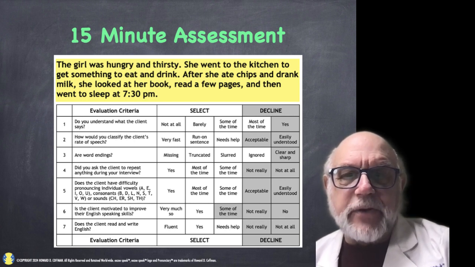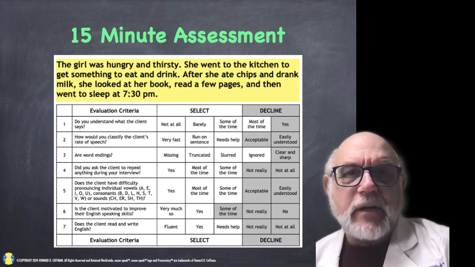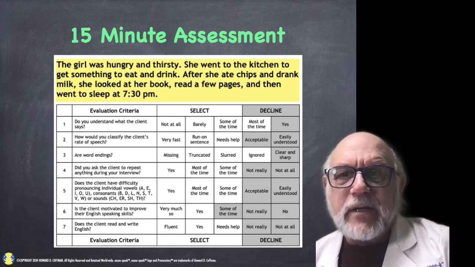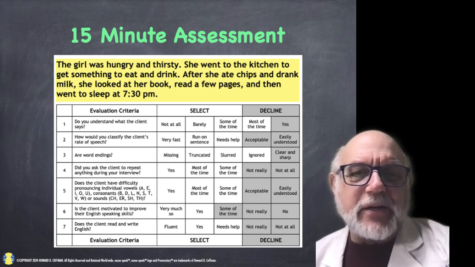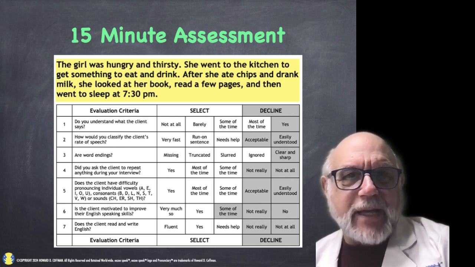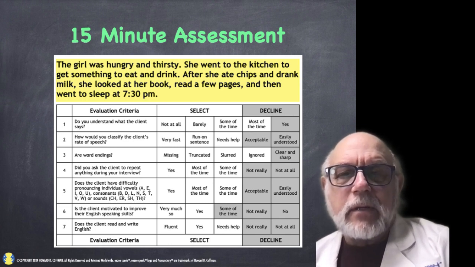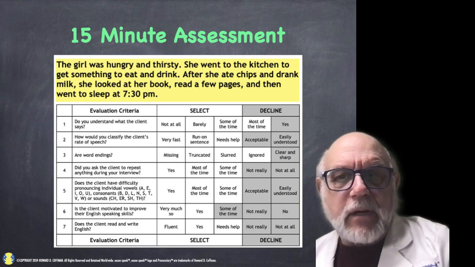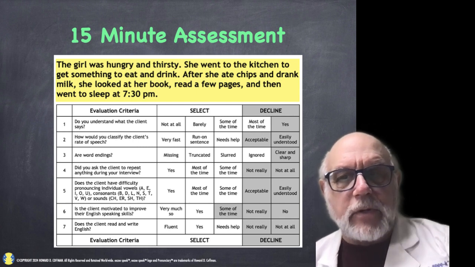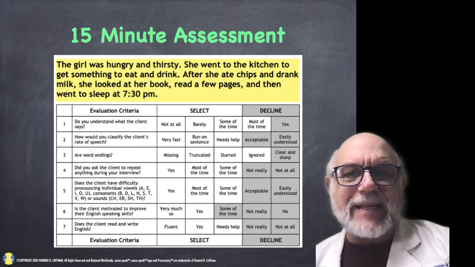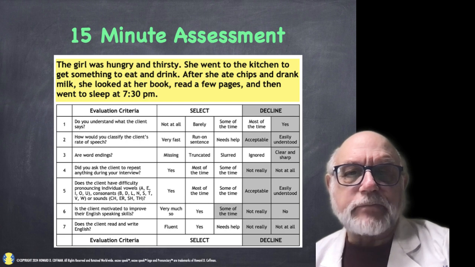The next criteria, how would you classify the client's rate of speech? Very fast. It's one gigantic run-on sentence. You heard me say in another video, it's just a gigantic mumble. That's what we're talking about. If it's a good rate of speech, it's acceptable. You can make a choice. You can see, and most importantly, hear the differences.